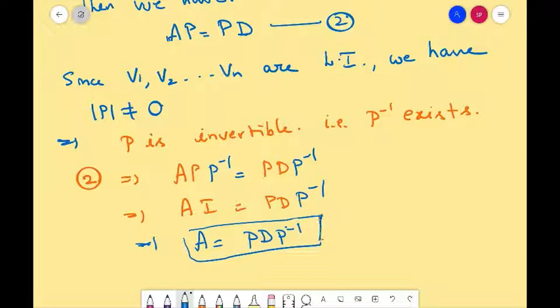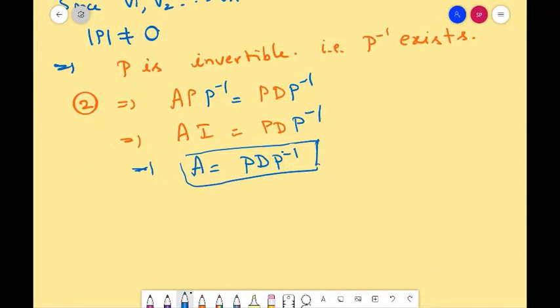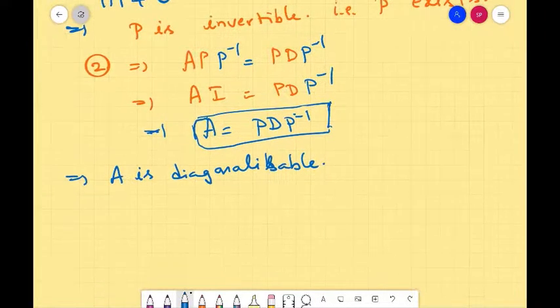What do we mean by this? A is equal to PD P inverse. This is the definition of a diagonalizable matrix. That implies A is diagonalizable. That is what we proved here by taking the eigenvectors to be linearly independent. We proved that A is diagonalizable. So hence the theorem is proved.